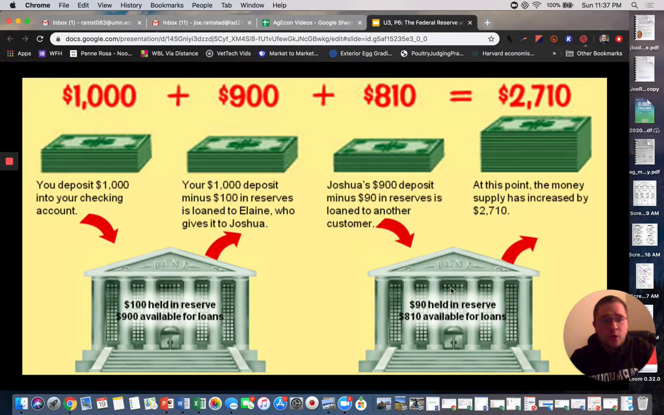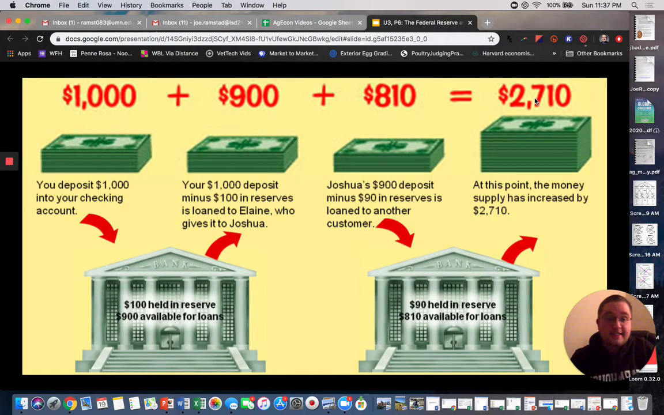Does that make sense? So the bank withholds approximately 10% according to this scenario to keep it in reserve, so it has it on hand in case people need it, if we need to match it or anything. But this is going to total up to $2,710 overall in the economy, because we started with our 1,000, then we gave out 900, then we gave out 810, 2,710.